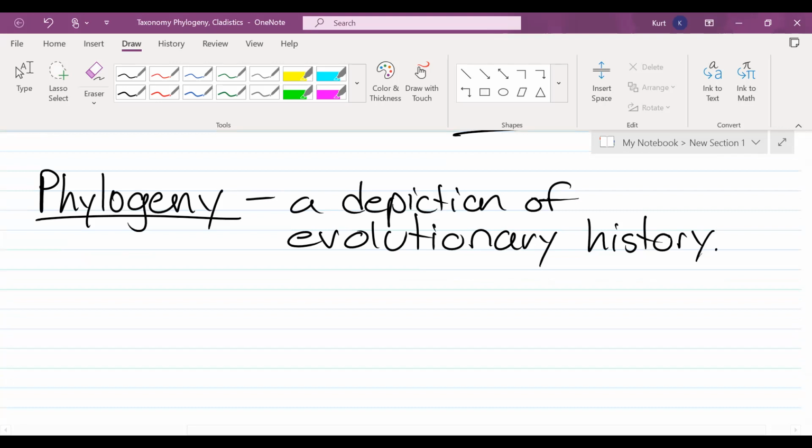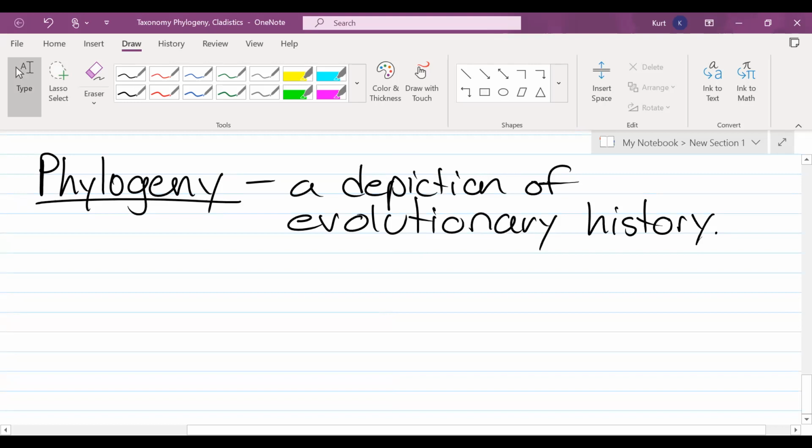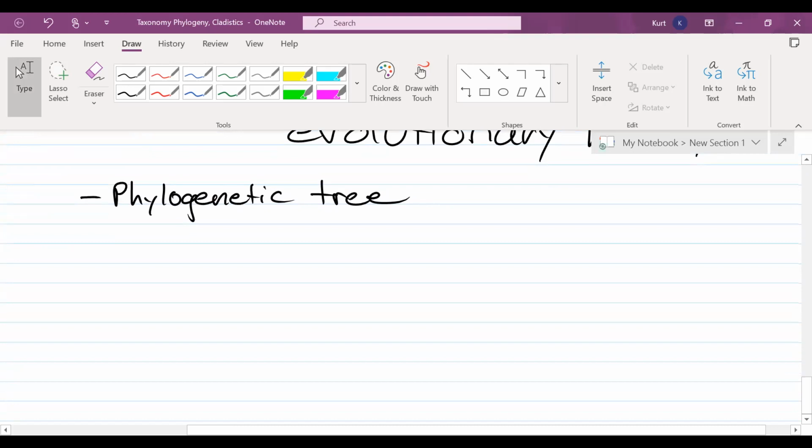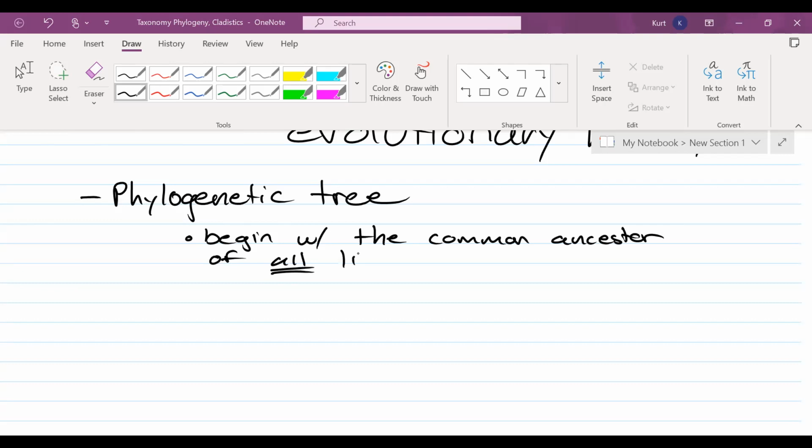When we do phylogeny, phylogeny is all about classifying life based on a depiction. We use a tool called a phylogenetic tree. Now, you guys are my 4th AP class of the day. My first 3 have had a little trouble with this, and I'm trying to get to the bottom of why this is being so challenging, so I'm going to do my best to try to explain this better. When you're making a phylogenetic tree, you typically begin with the common ancestor of all life on the tree.